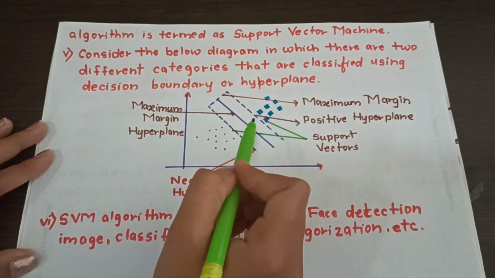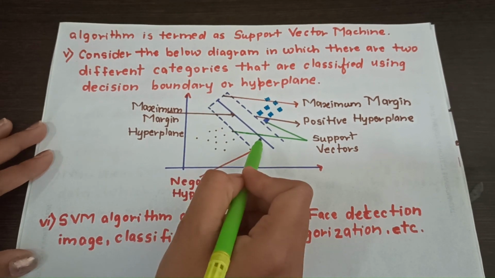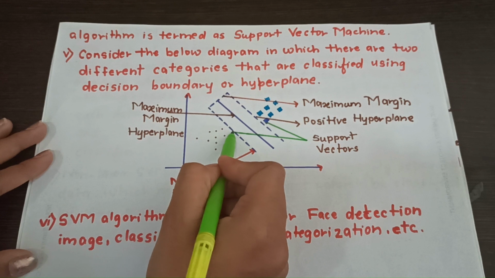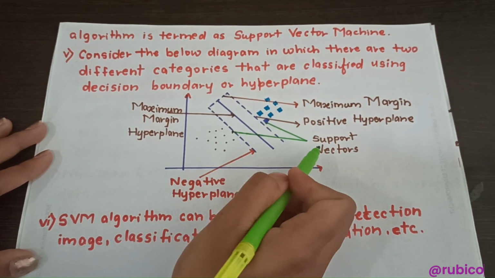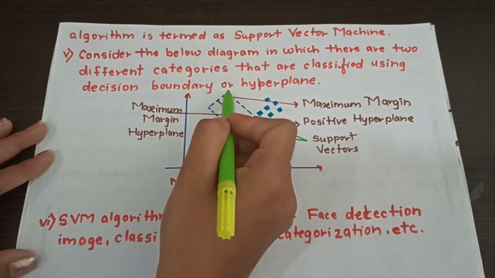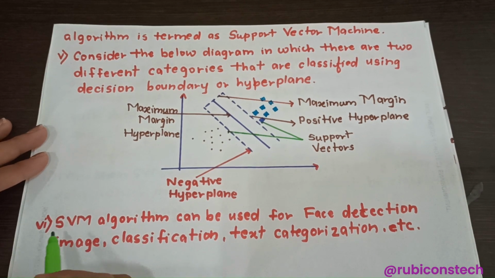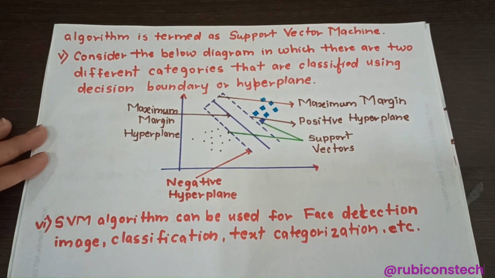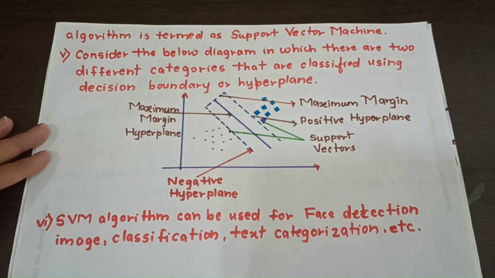As we have seen, the SVM algorithm chooses the extreme points that help in building the hyperplane. These are the extreme data points from both of the categories, so they are termed the support vectors, and this is the maximum margin. We will get more information about the margin in the further part. The SVM algorithm is used in many fields like face detection, image classification, text categorization, and many more.